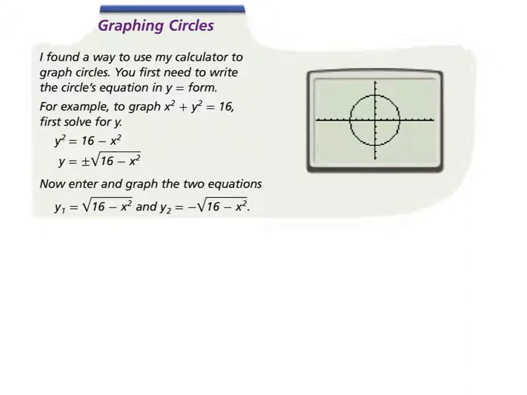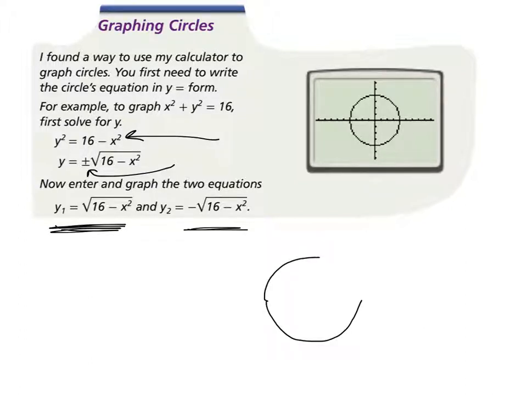So on a graphing calculator, how would you graph this? Because this is not a function, you can't graph it by just plugging in x squared plus y squared equals 16. What you would do is solve for y. As you can see here, we subtract the x squared, and then we take the square root of both sides, which gives us plus or minus. So what you have to do is enter the positive root of 16 minus x squared and the negative root of 16 minus x squared, and it would then make your circle.